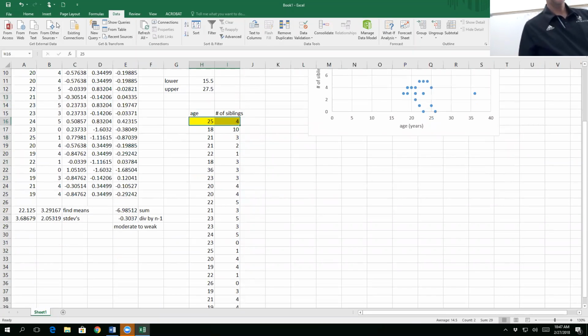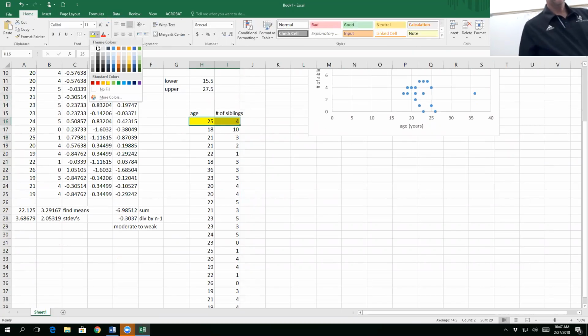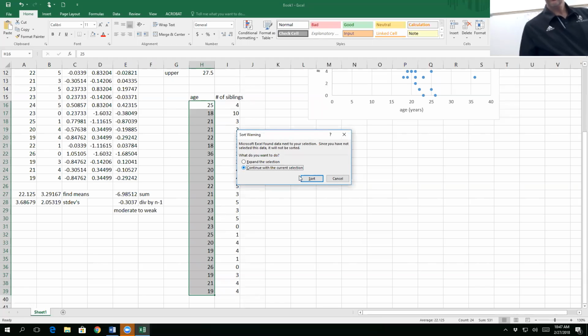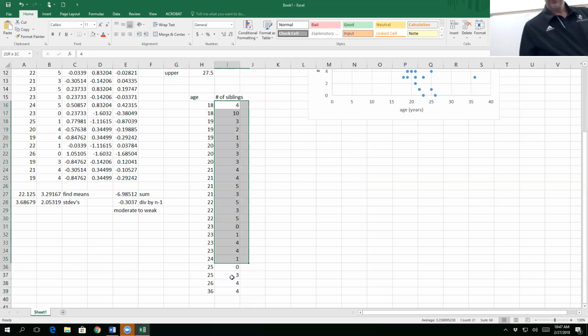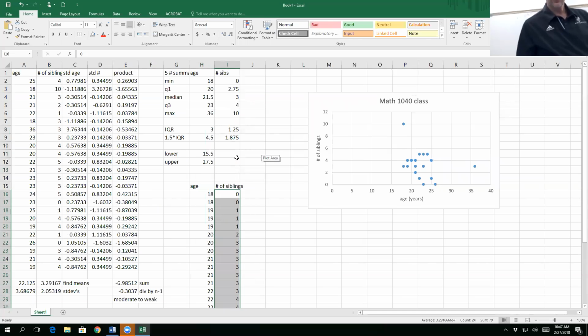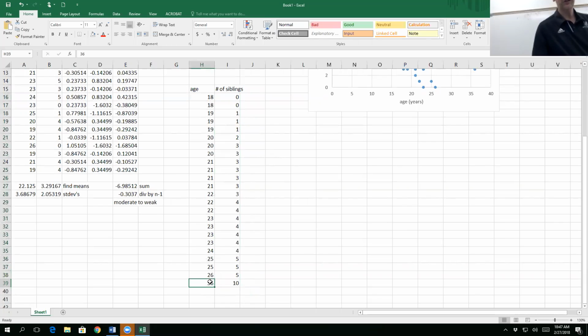Okay, I'm going to highlight those. This is where it's definitely going to come in handy to sort these. So if you're going to do this, just make them separate. Sort smallest to largest, continue with the current selection, and do the same thing here. So 27.5 is our upper fence. Ooh, so the 26-year-old, you almost became an outlier. You almost joined, but now it's just Melina.